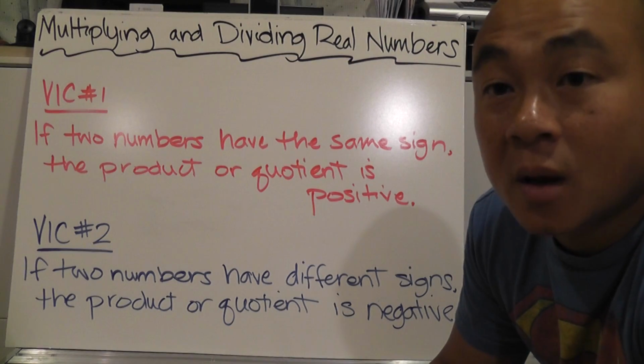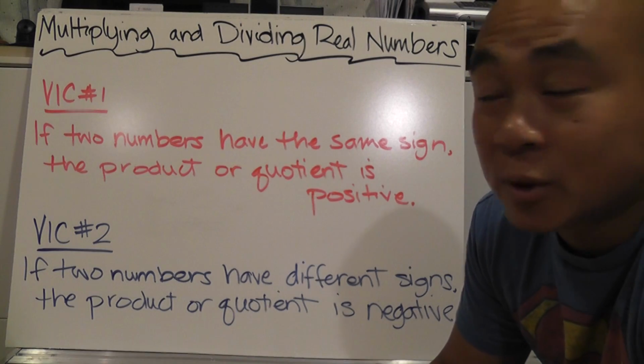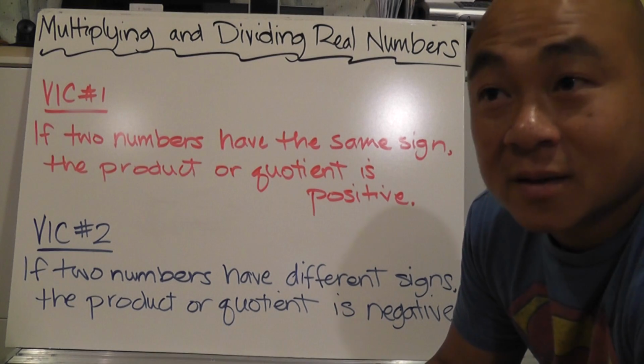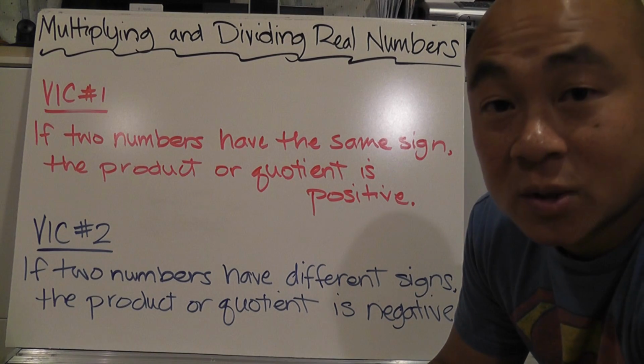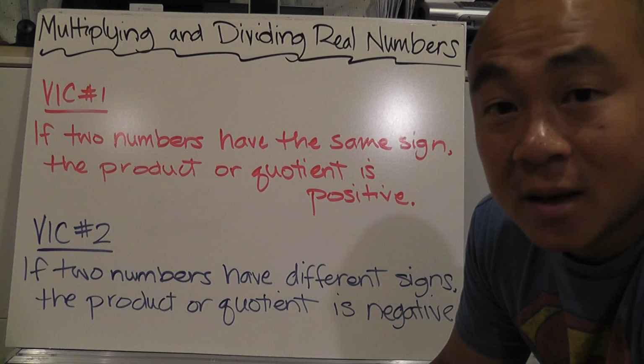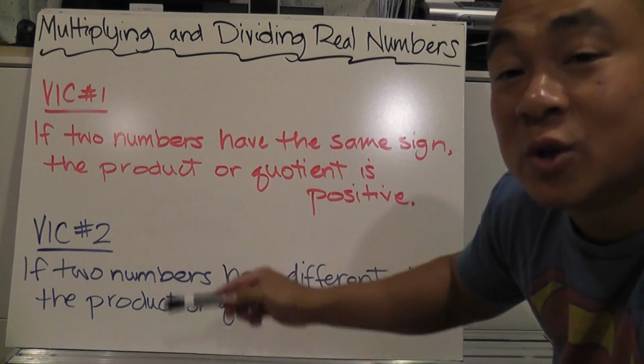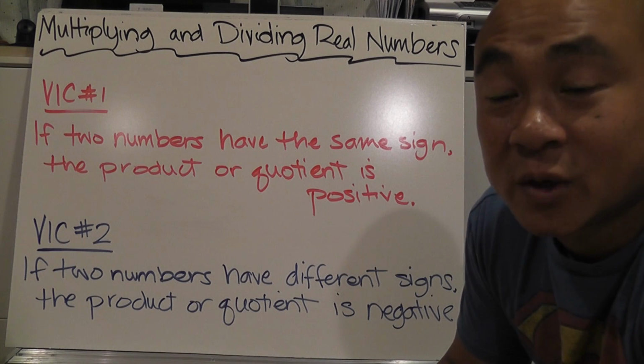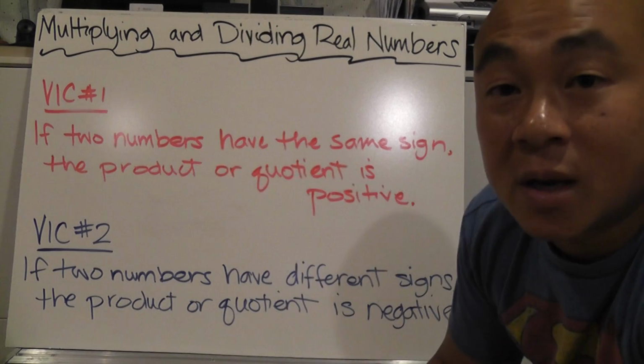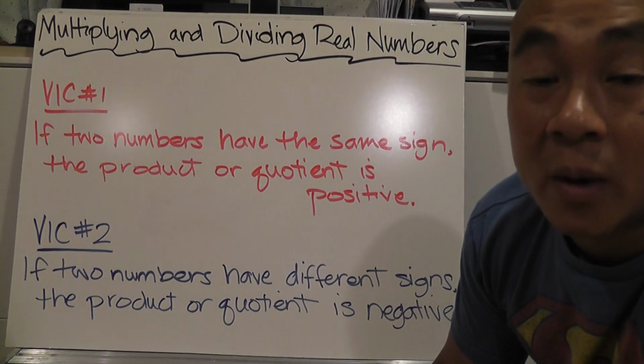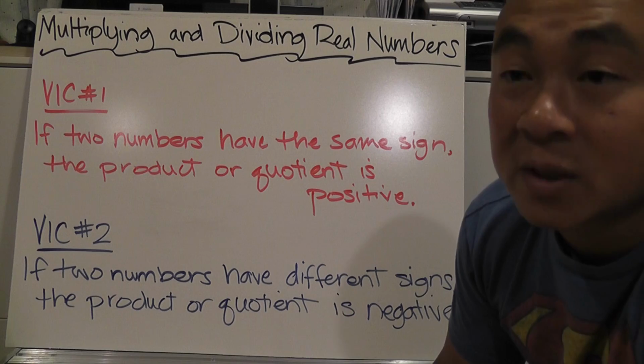Today we are covering multiplying and dividing real numbers. Our goal for today is to multiply and divide whole numbers, integers, fractions, and decimals. We have two very important concepts that we need to cover for today, and I have written it as VIC number 1 so that way we don't have to write down very important concept every single time.